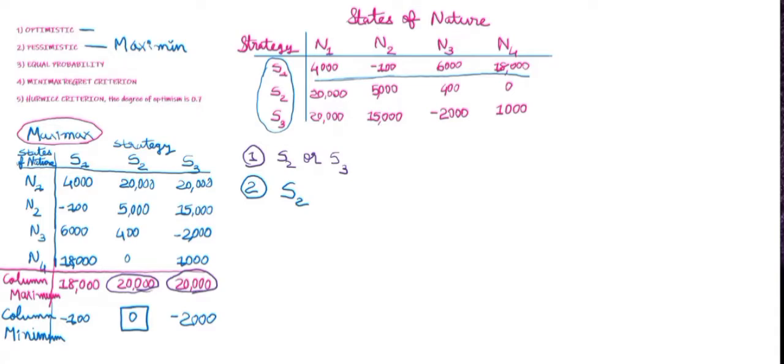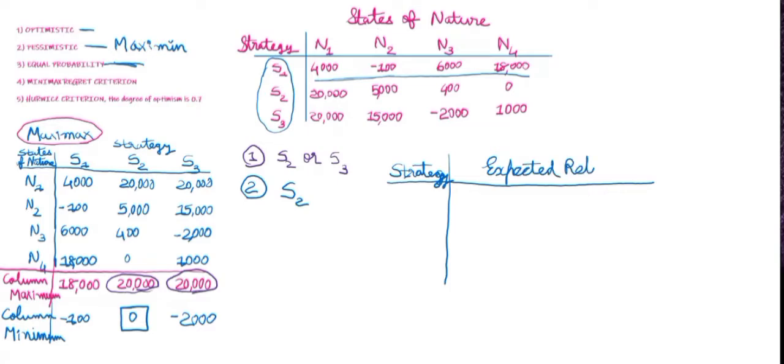Then our third question is equal probability. Equal probability means Laplace criterion. It will be directly given in the question to find the Laplace criterion, or it can be written like this to find the equal probability. So for that we'll make a table like this, in which here we'll write strategy and here we'll write the expected return. That is the expected return for each of the strategies we'll find. So the strategies are S1, S2 and S3.